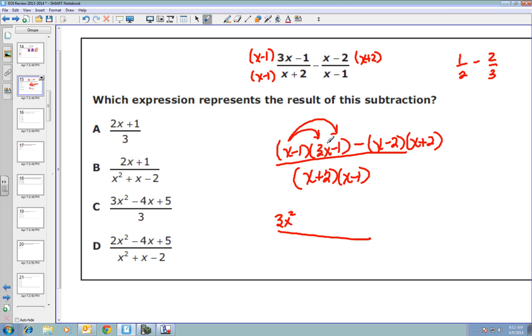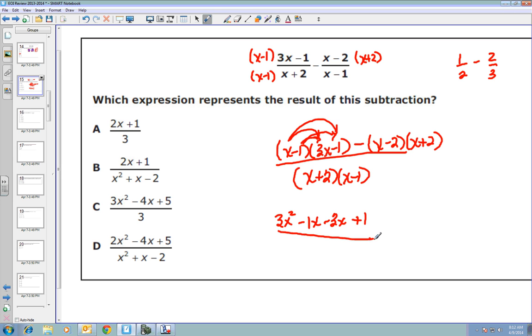X times negative 1 minus 1x. Now I'm going to do my negative 1. Negative 1 times 3x minus 3x. Negative 1 times negative 1 is plus 1. So that's my top for this part.